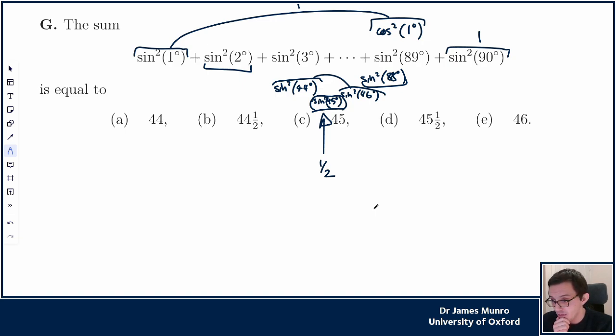Its value is 1/2. All of the other things, I suppose, what have I got? 44 terms on the left have paired up with 44 terms over on the right. I've got this one term in the middle, plus let's not forget the sine squared of 90. That makes overall 44 plus 1/2 plus 1, 45.5, which is option D.